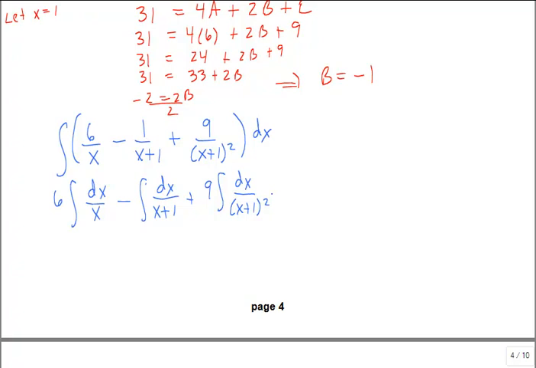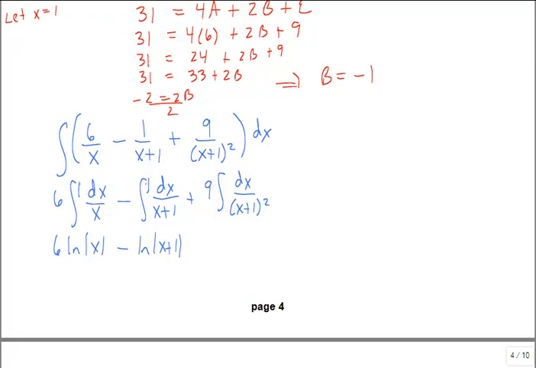Most of the time, these will be ln's. Okay, so what you want to be on the lookout for is stuff prime over stuff. And these two are both that, because the derivative of x is 1, the derivative of x plus 1 is 1. So this is just the ln of x right here, 6 times the ln of x, minus the ln of x plus 1. Now this is not an ln, because the derivative of (x plus 1) squared would be more complicated than just a 1. But that doesn't mean it's impossible.